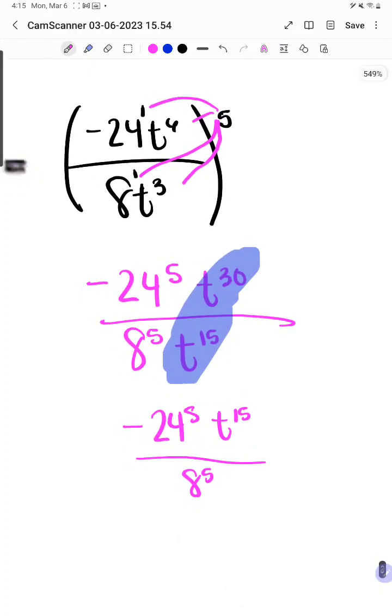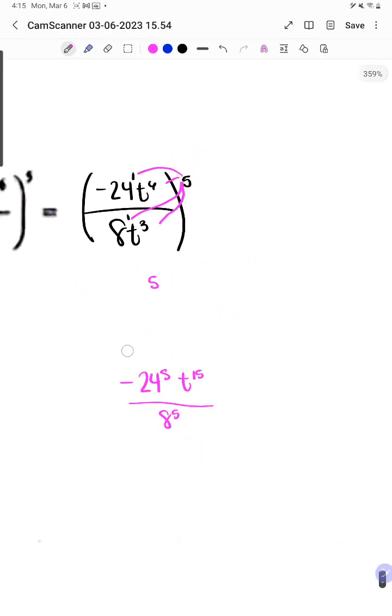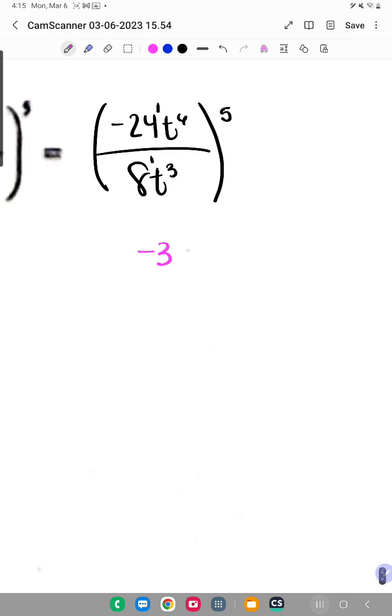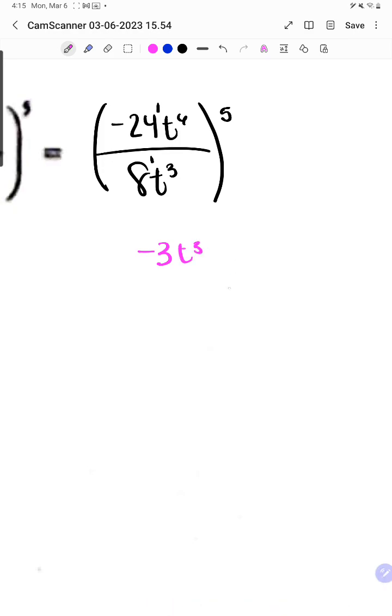One other way that you could have done this to simplify it further, because this is actually not fully simplified, is you could have divided this before we ever even distributed this power, which is what I recommend. So -24 divided by 8 is -3. T to the 6th divided by t to the 3rd is t to the 3rd, because you're subtracting those exponents. And this is all raised to a power of 5. This 5 will distribute to here and to here. So you'll have -3 to the 5th, t to the 15th.